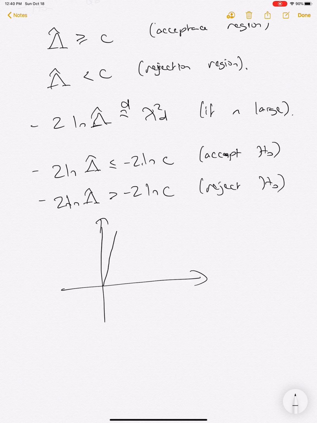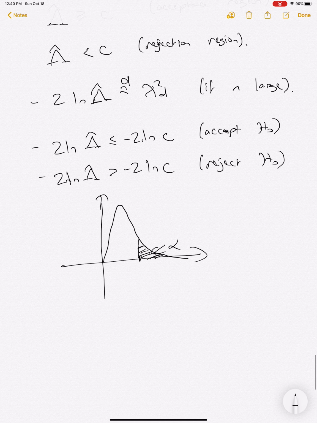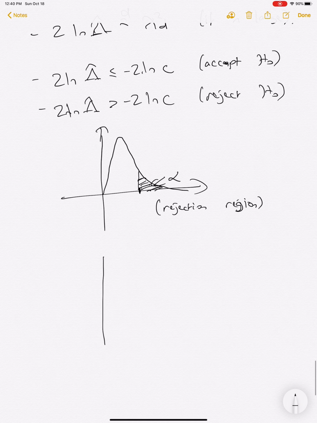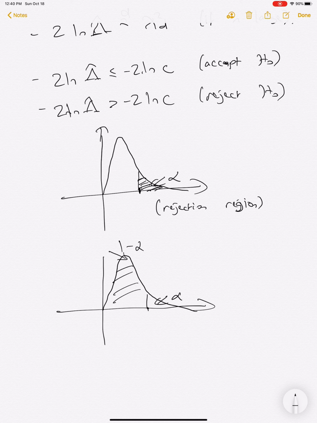And so the basic idea is that we have the chi-squared distribution here, a distribution that's positive, and it looks something like this. If this area is alpha, I've drawn here the rejection region. Similarly, if you're more comfortable with things the other way around, I'll also draw the acceptance region. So if this area here is alpha, this area here is 1 minus alpha, this is the acceptance region.